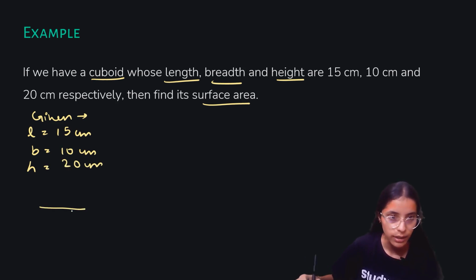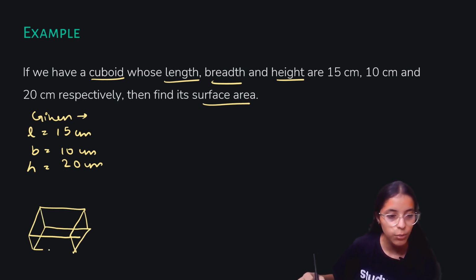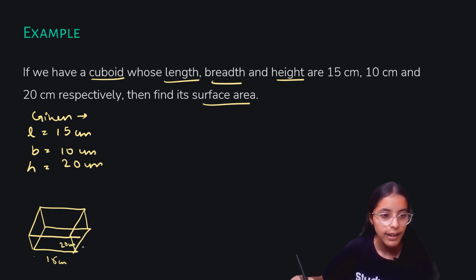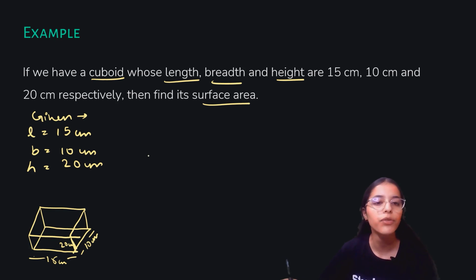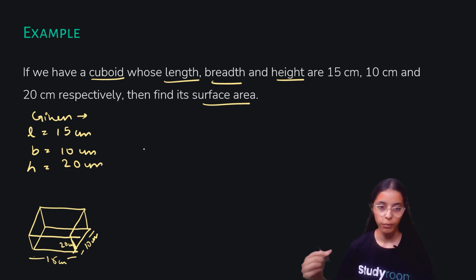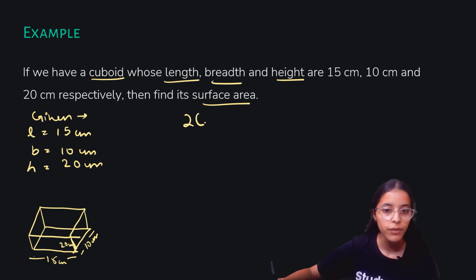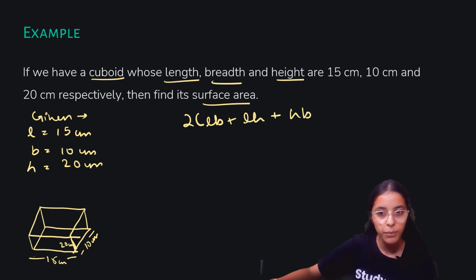So we have a cuboid like this. This is our cuboid with length 15 centimeter. Height is the longest, and I'll write it as 20 centimeter. This is our height and this is our breadth. Now we have to find its surface area, so we simply apply the formula: 2 into L into B plus L into H plus H into B.